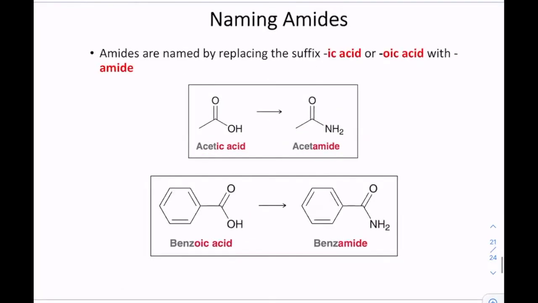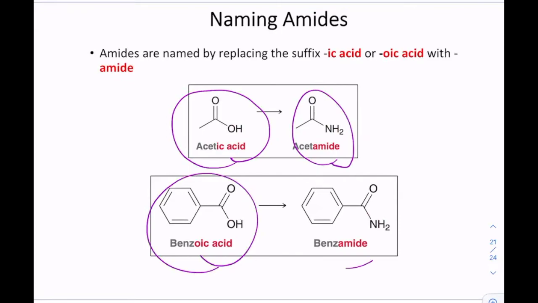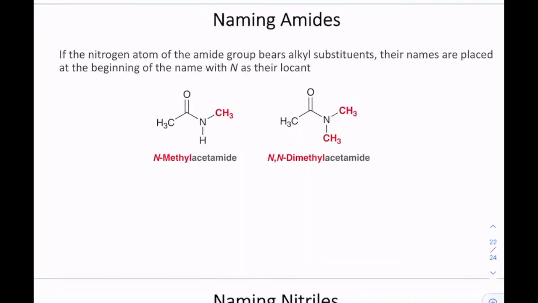but now it's acetate. When we're naming amides, we want to replace the ic acid from the carboxylic acid with amide. So shown here is acetic acid, that becomes acetamide. Benzoic acid becomes benzamide. And just like with amines, if there are additional carbon groups on the nitrogen, we're going to use N-methyl for this methyl group, or N,N-dimethyl for these 2 methyl groups.